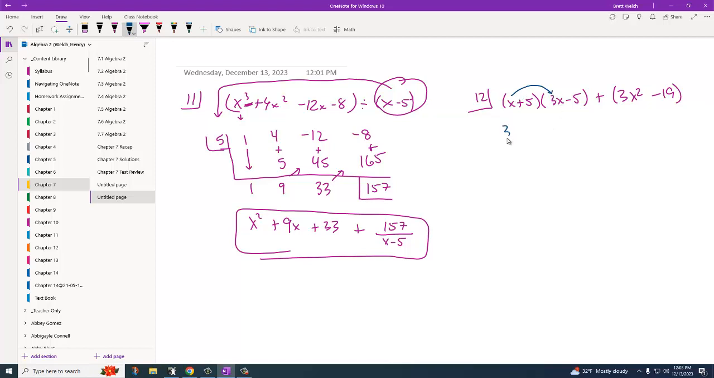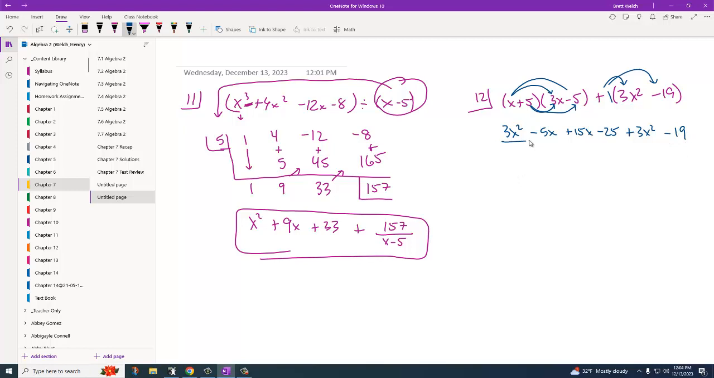X times 3x would be 3x squared. X times negative 5 is negative 5x. 5 times 3x is 15x. And 5 times negative 5 is negative 25. Over here, this is a positive one, which when distributed won't change anything. So that's still a 3x squared that's positive, and that's still a minus 19.